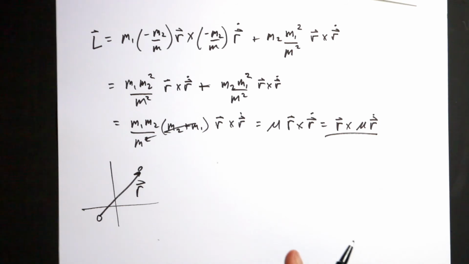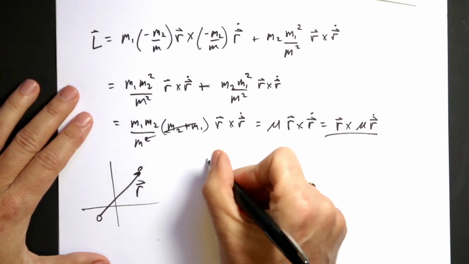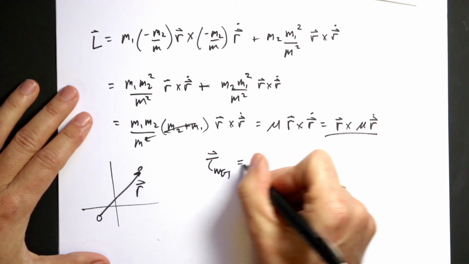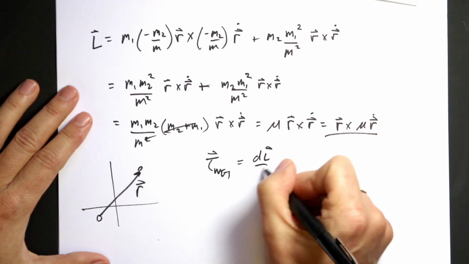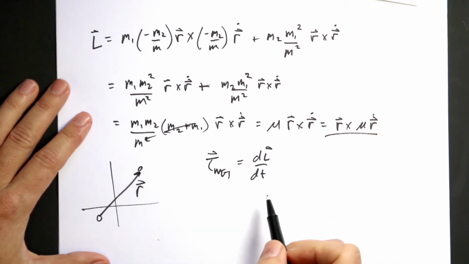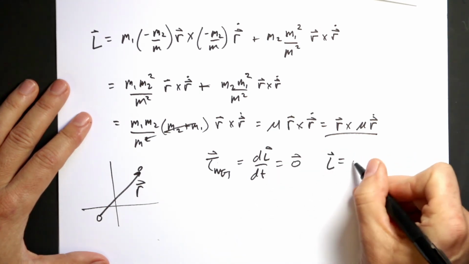Now, if the angular momentum is constant, which it is because here's the angular momentum principle, net torque, the vector, is dL/dt, and there's no torque on the system because there's no external forces, this is 0. So L equals a constant.